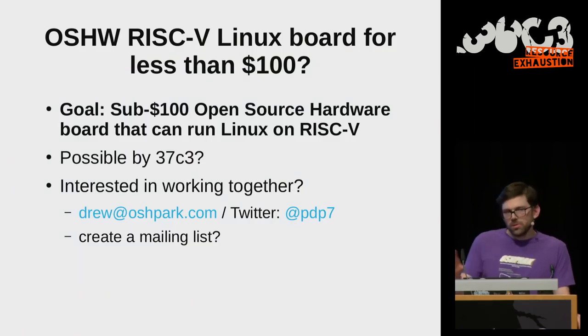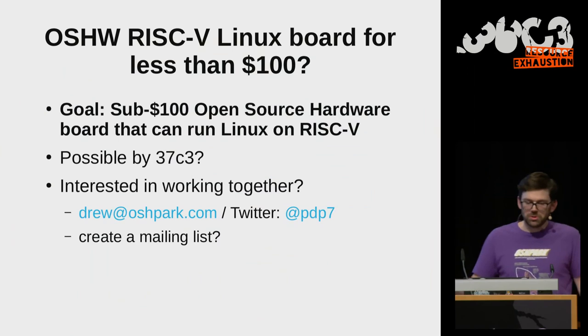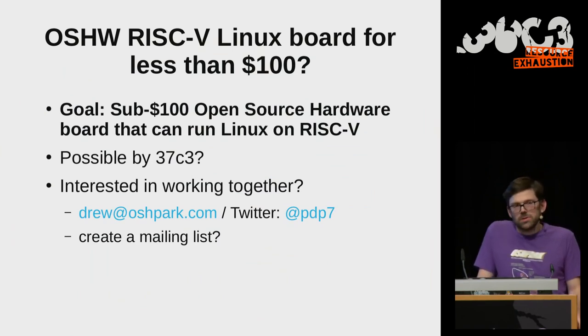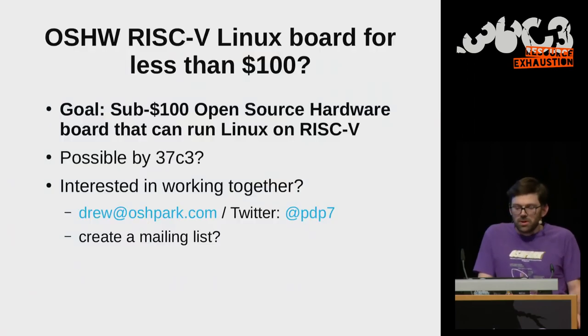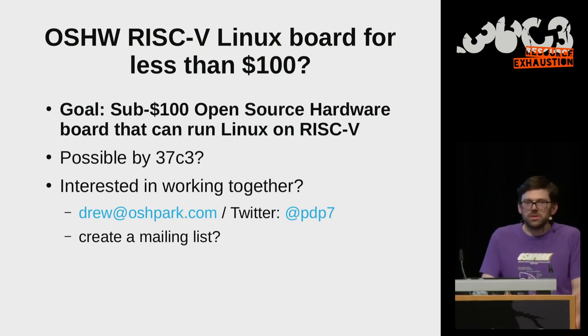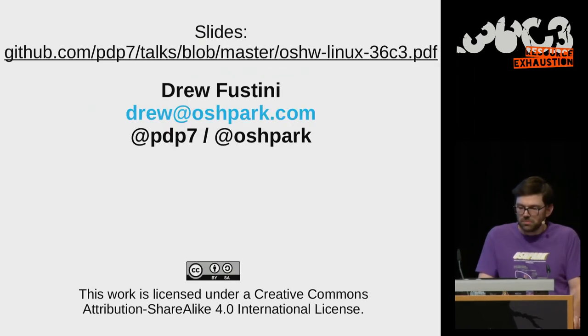One of the things I hopefully want to be a part of, or encourage people to do, is make a board that's less than $100 that runs RISC-V. One route is we use FPGAs. Another route is maybe when this chip comes out, that'd be a possibility. And then could we do it by the next CCC? I don't know. If you're interested in this, get in touch. I would like to try and get a community effort going around this idea of making a RISC-V board that can run Linux. I don't know if we have any time left, but I'm happy to take questions.